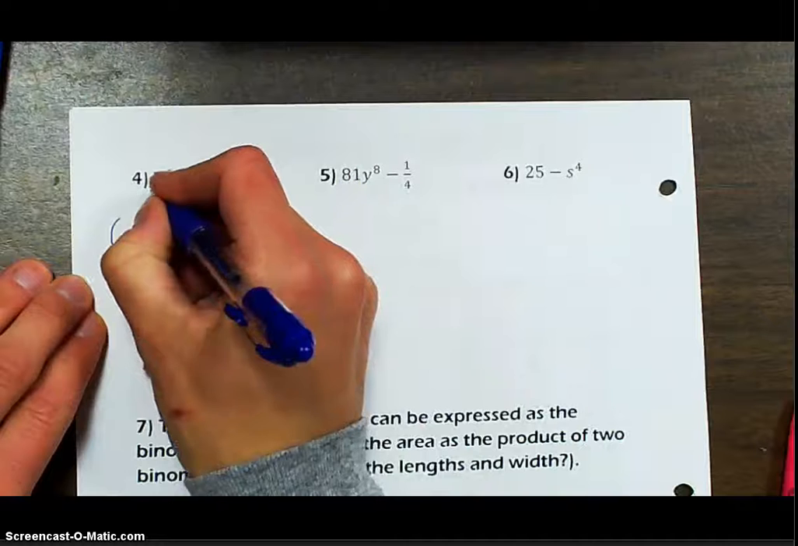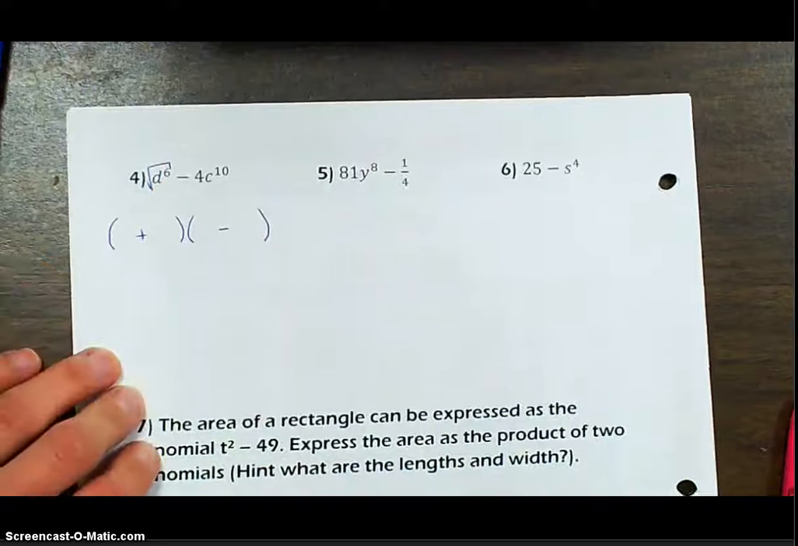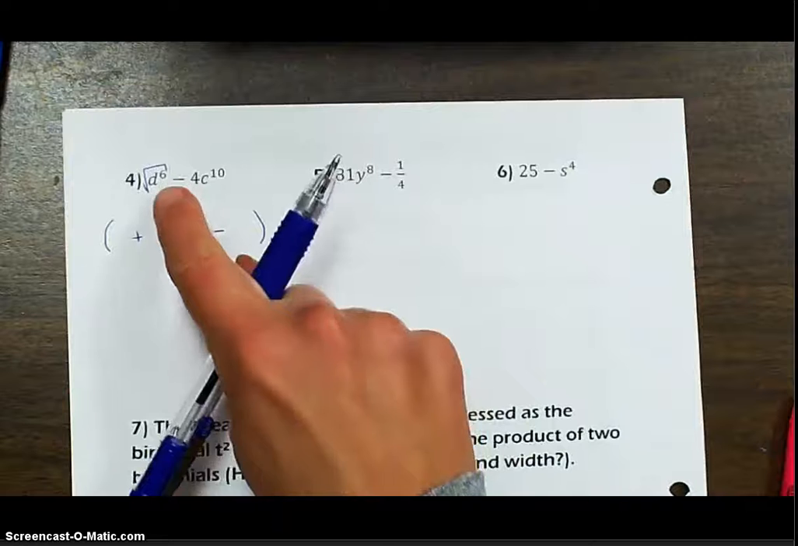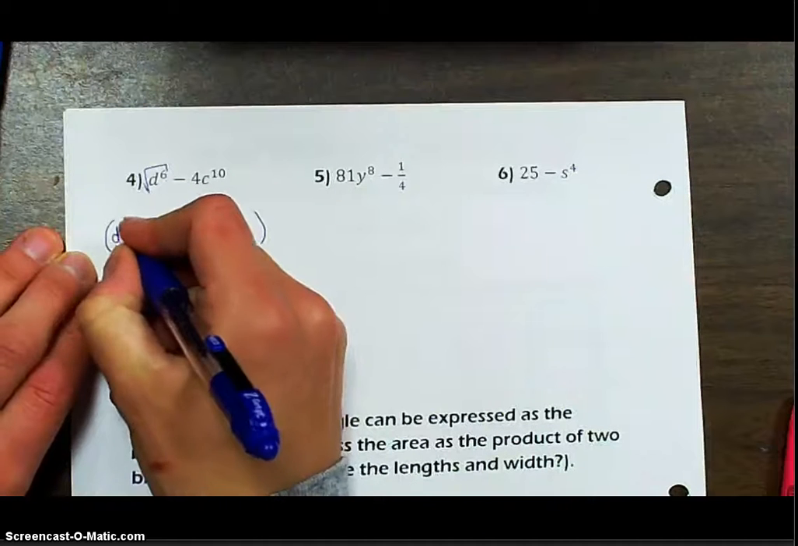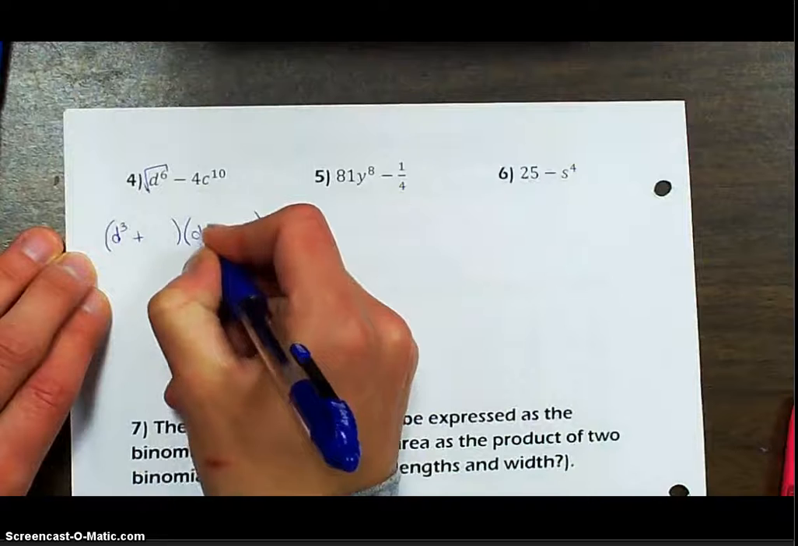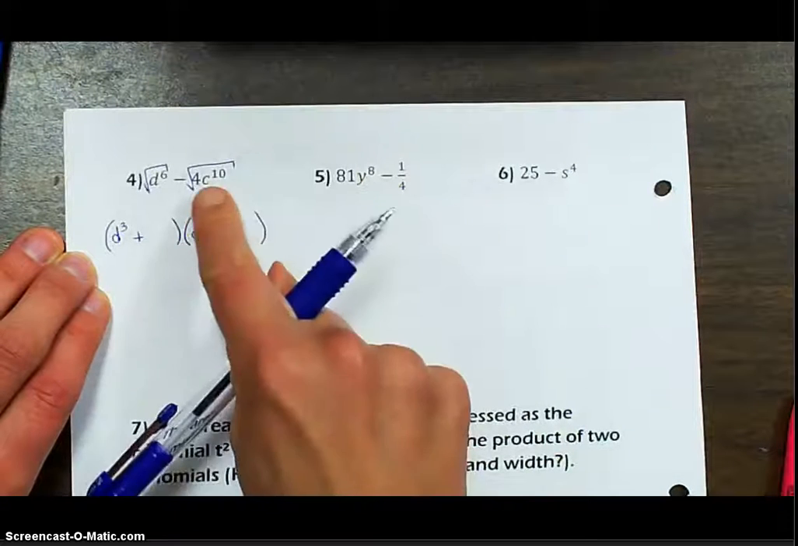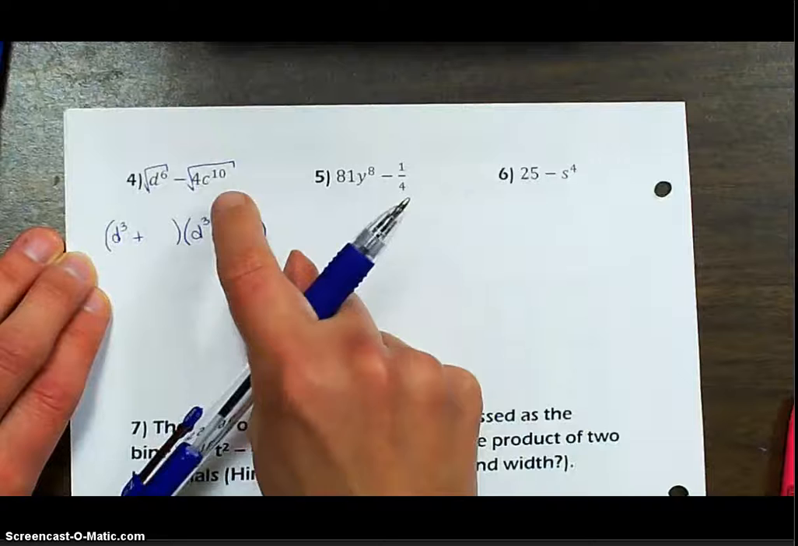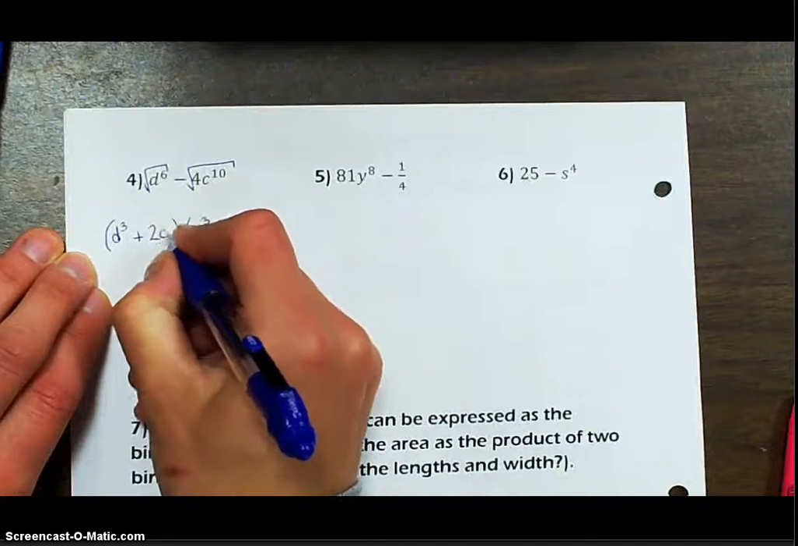Now I'm going to take the square root of d to the 6. Remember, if it's a power of 6, you divide the exponent by 2, which gives us 3. D to the 3, d to the 3. Now I'm going to take the square root of the second term. The square root of 4 is 2. The square root of c to the 10 is c to the 5. So 2c to the 5.